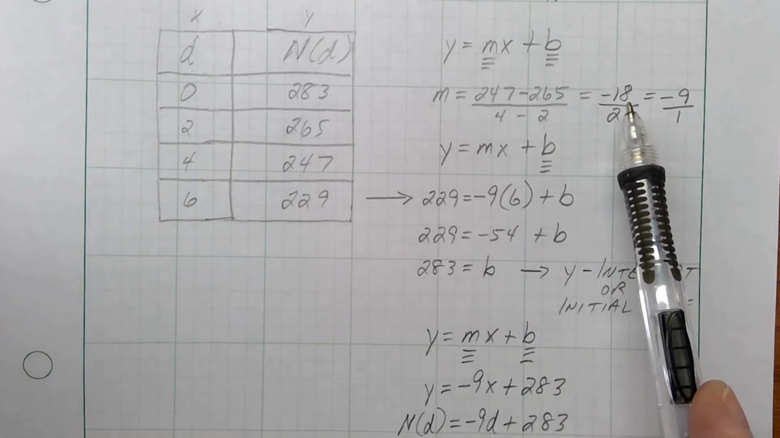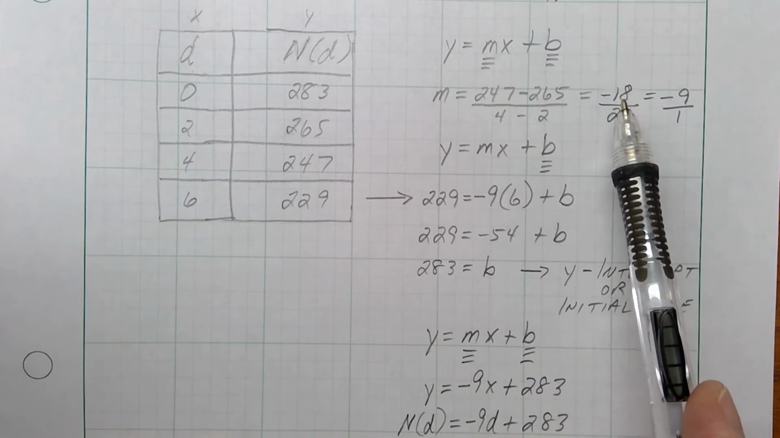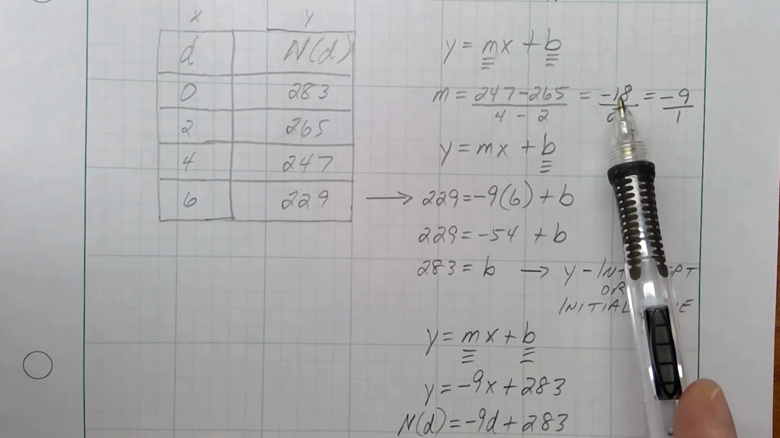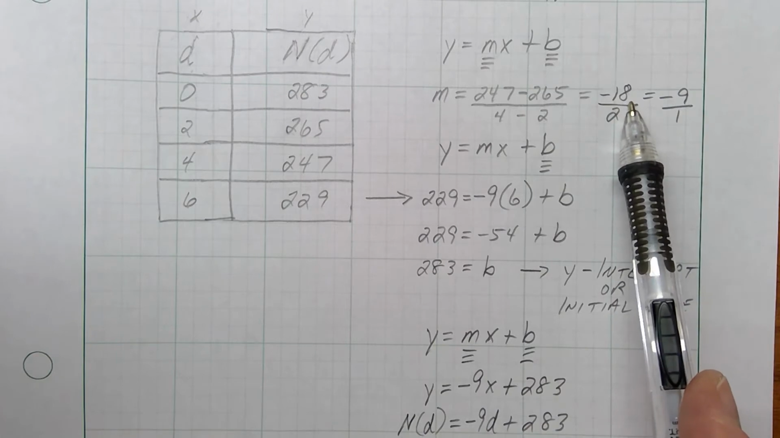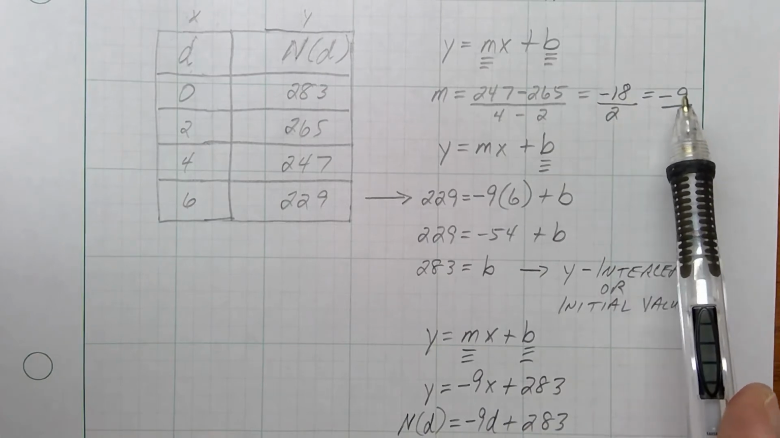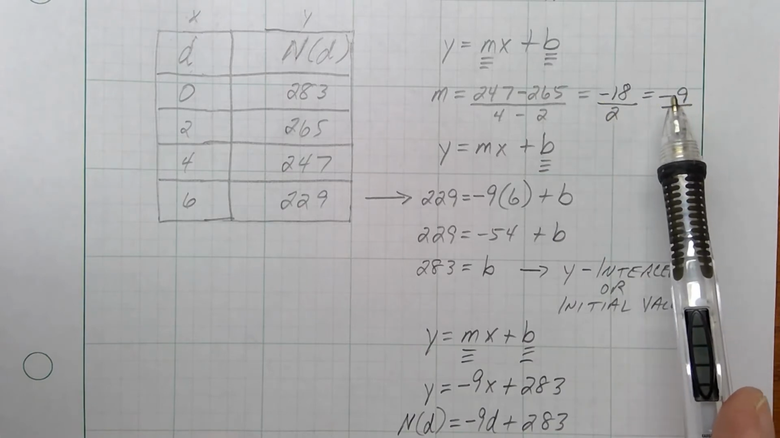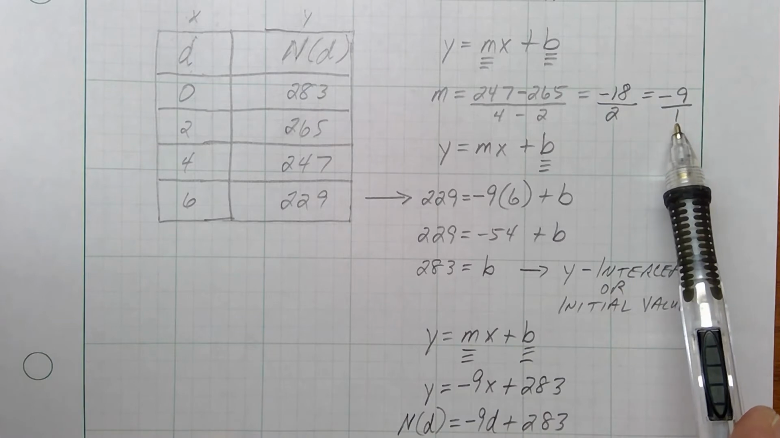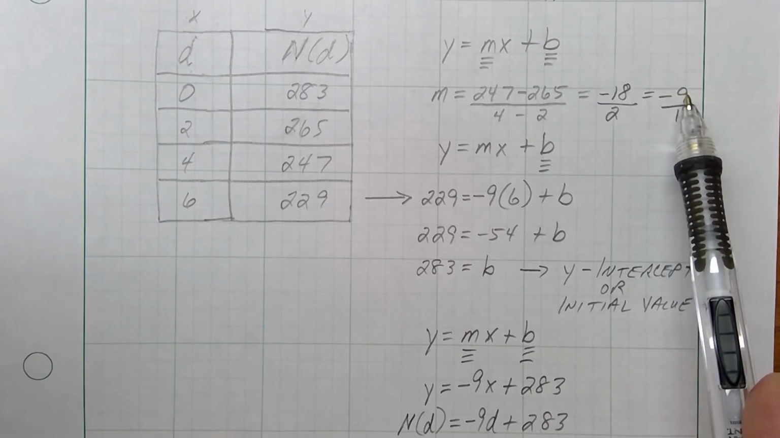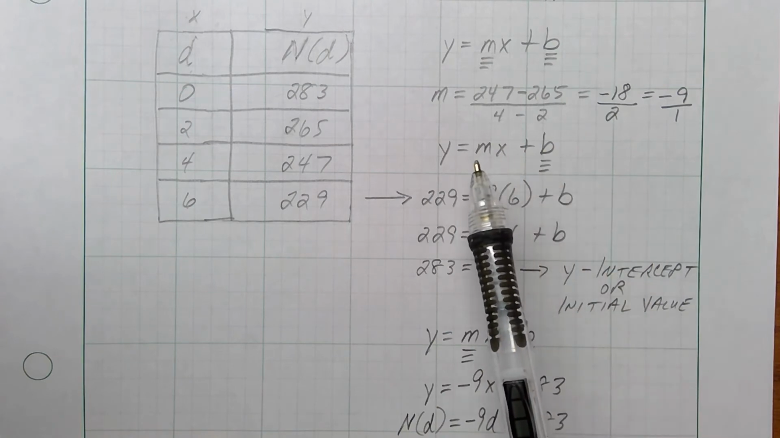On top simplifies to negative 18. On bottom, 4 minus 2 is 2. So what this says is, this is your slope. It says it's going down 18 students every 2 years, which we're going to simplify to negative 9 over 1. All right, we always want to simplify. We want to know how much it's going down every year. So it's going down 9 students per year, per 1 year. All right, we found the slope.